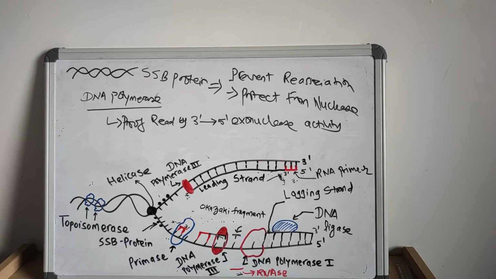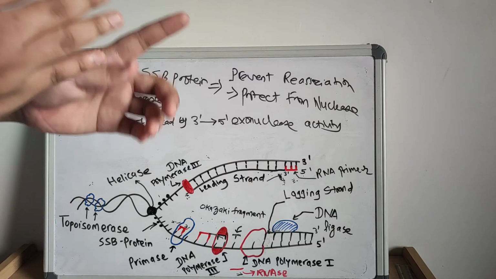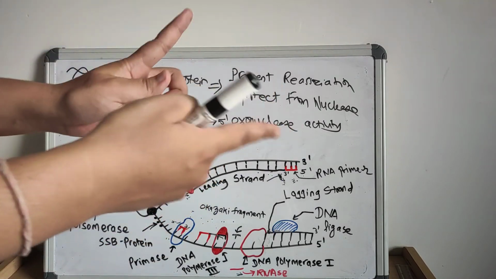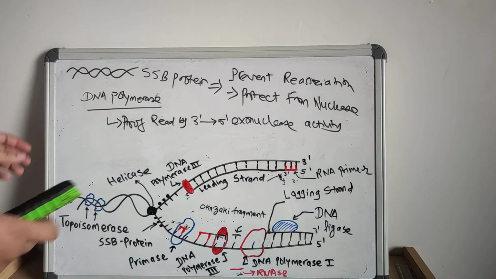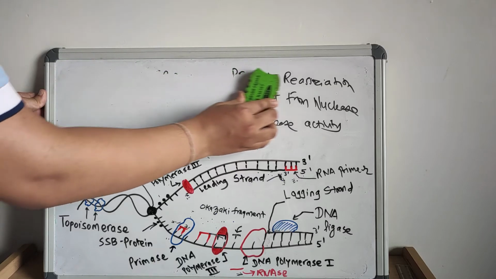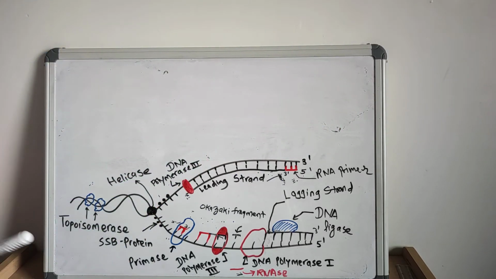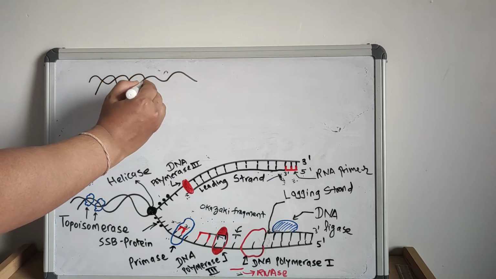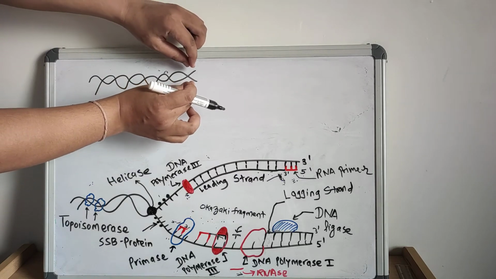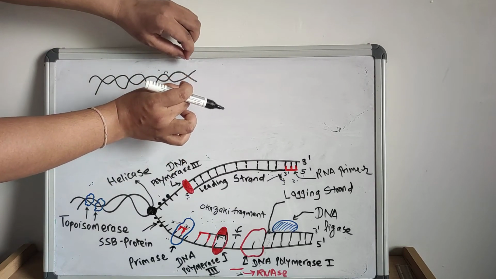As the helicase unwinds the DNA at the replication fork, the DNA ahead of the replication fork is being overwound. Let us take an example. Suppose two threads are twisting each other like this. I'll tell you the action of DNA. Like the two threads are twisting, and you want to open this thread like this.